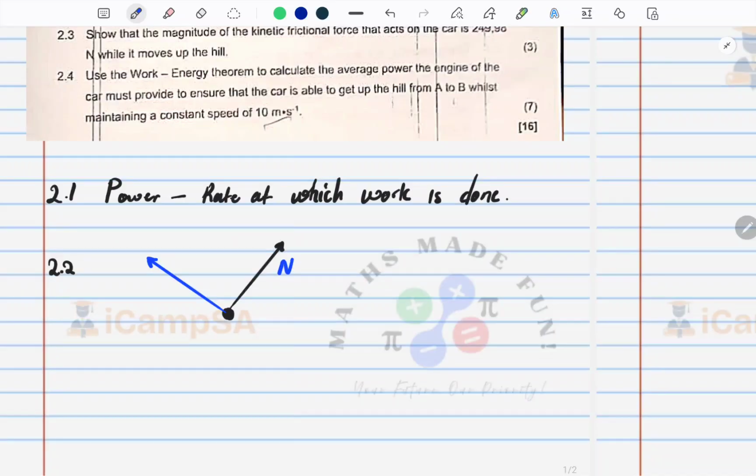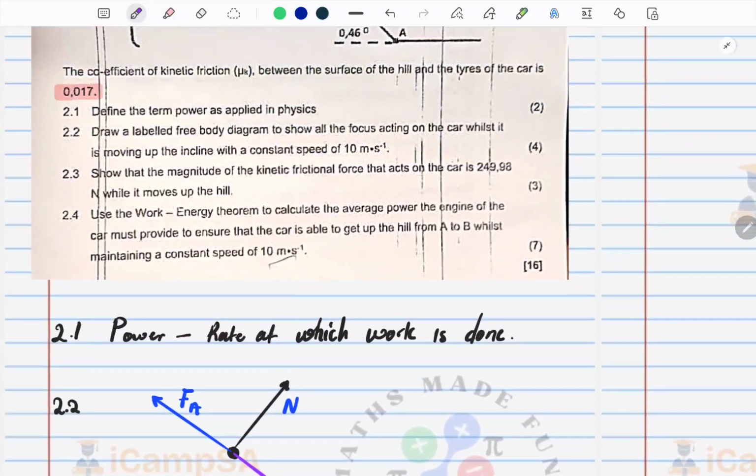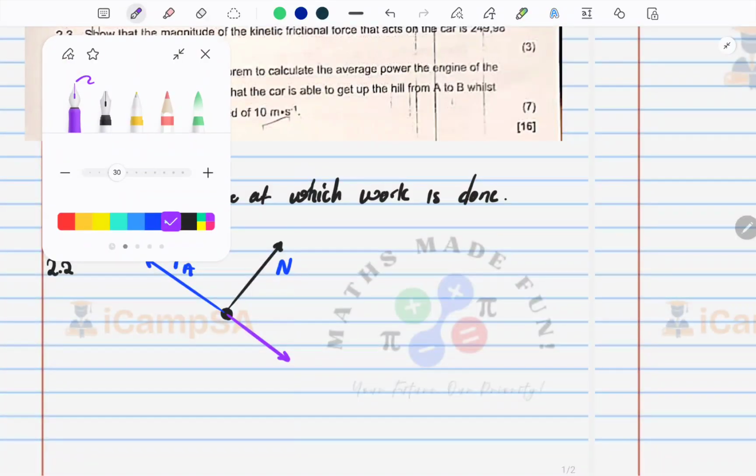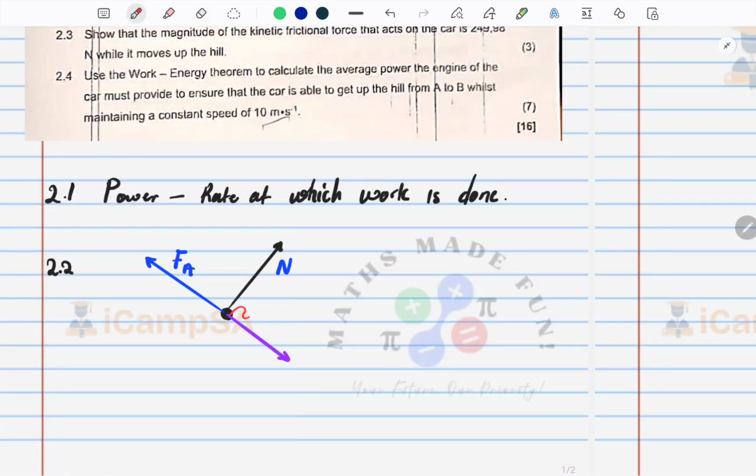So here this is the normal force. Maybe this is the force of the engine or the applied force to keep the car going up. Then we're going to have another force, which is our frictional force. So far we've got 3 forces. You're advised to use your marks to guide you, so 4 marks means 4 forces. The last force that we haven't added is your gravitational force or your weight, which is going down like so. This is your Fg, and this is your Fk. Then you've got your marks just like that.